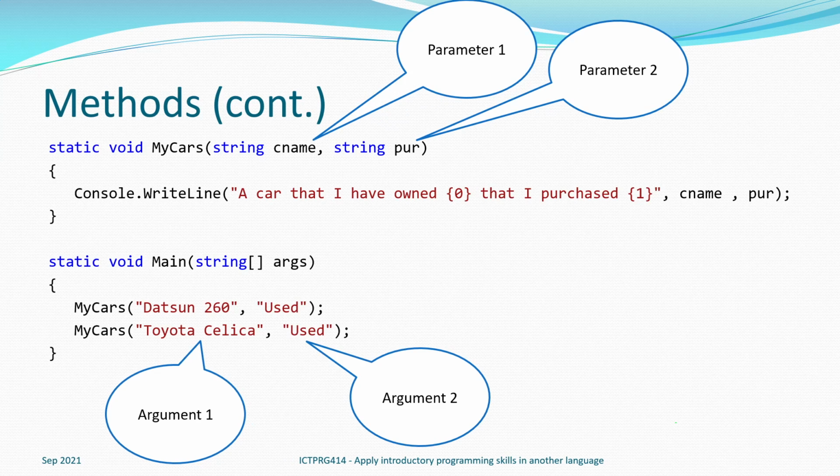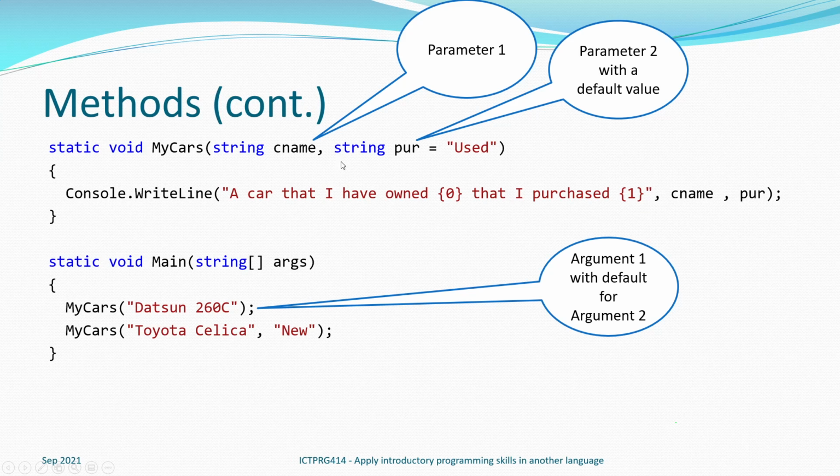Now, when we put multiples in, there's your comma separating them. So carName, purchase, a car that I've owned, that I purchased. So carName and purchase, and here we can see that the Datsun 260 used, Celica used, will be put into those placeholders.